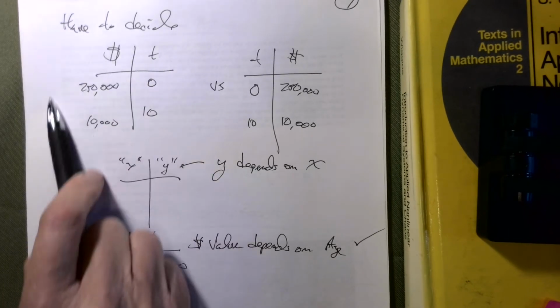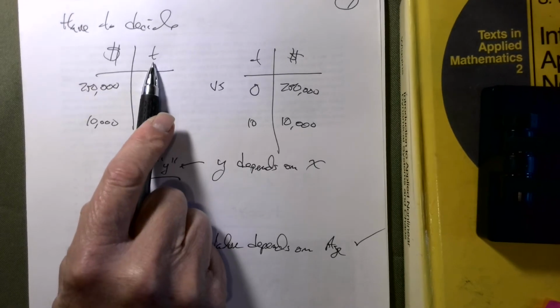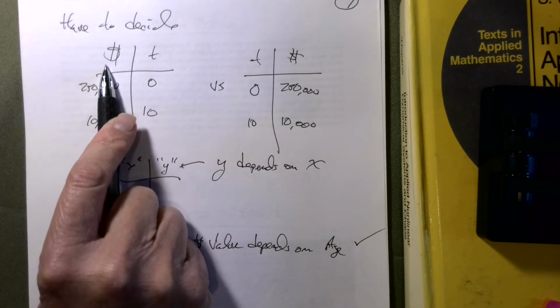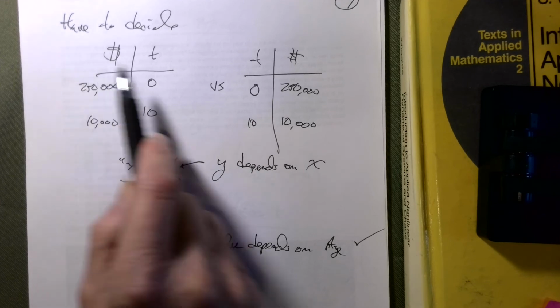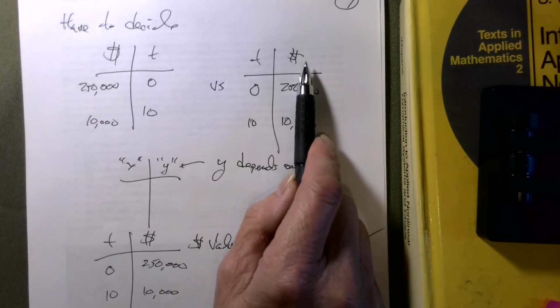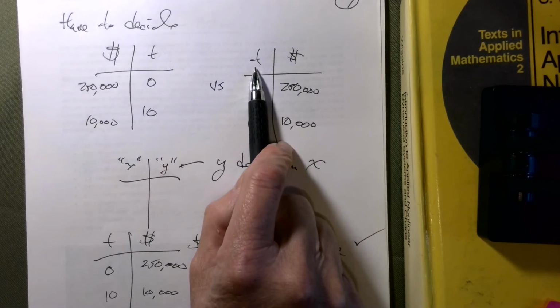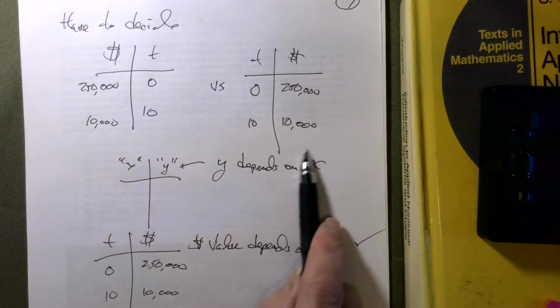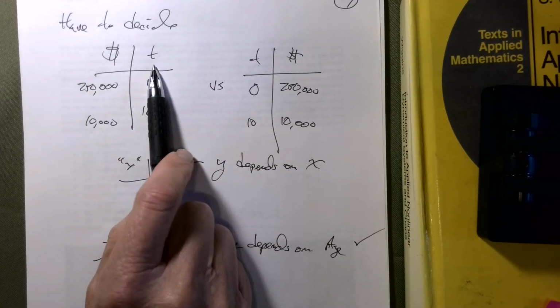Let's go back and see if this is the way we want to present the information. The age of the machine depends on its value. Okay. Let's try reversing this. The value of the machine depends on its age. This is the one that makes more sense, not this one. Technically, there's nothing wrong with this.